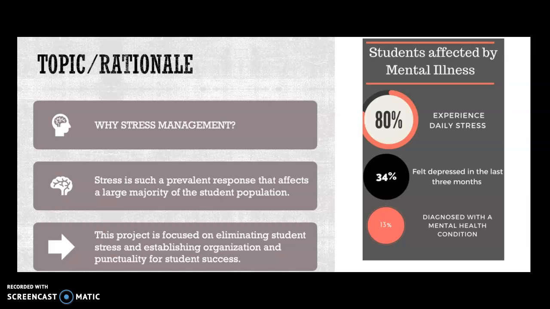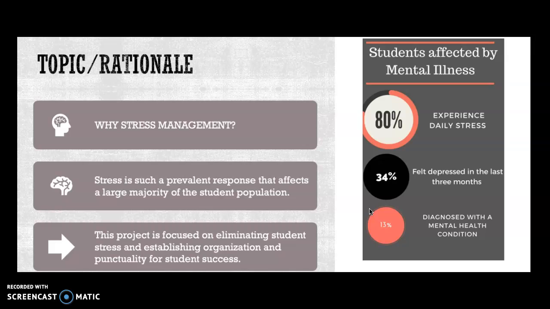But overall, stress is such a prevalent response that affects a large majority of the student population, and not only the student population, but just in general. If you look over to this little graphic I have here to your right, this is just showing the number of students that are affected with mental illness. I chose this statistic because overall mental illness is produced from stress.